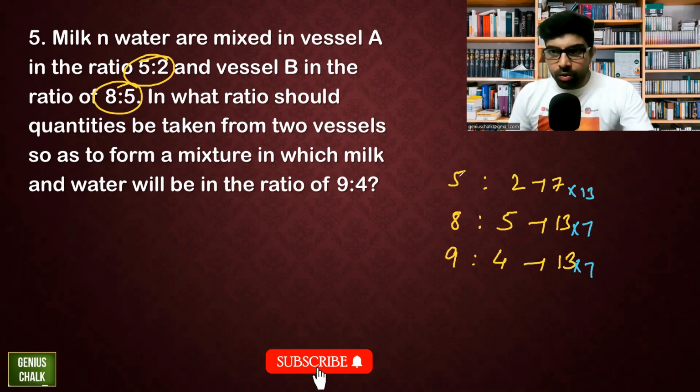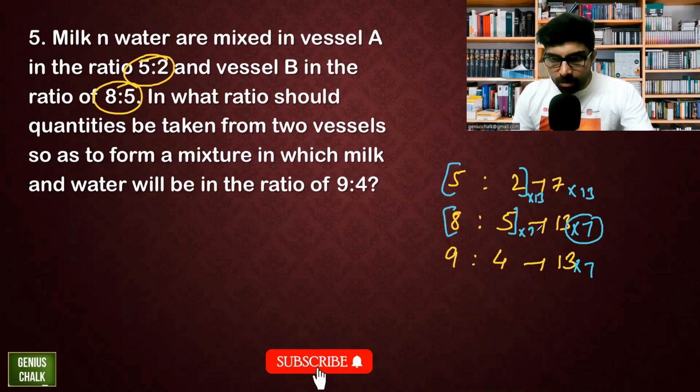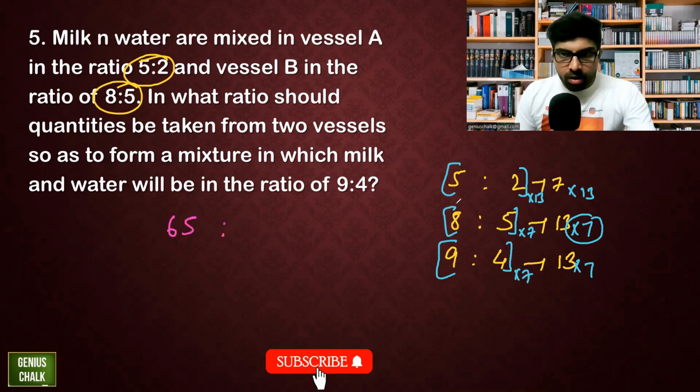So this becomes into 13. That means this all has to be multiplied by 13. This is into 7. These both have to be multiplied by 7. And this is into 7. Now 5 into 13 is how much? 65, and 2 into 13 becomes 26, 8 into 7 is 56, and 5 into 7 is 35, 9 into 7 is 63, and 4 into 7 is 28.